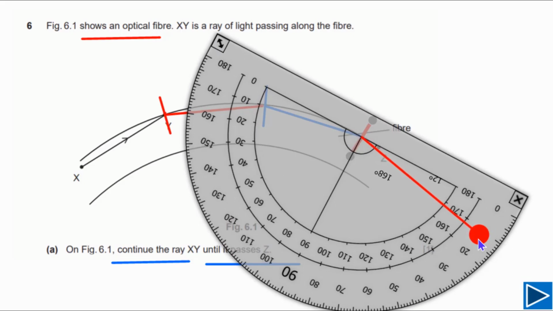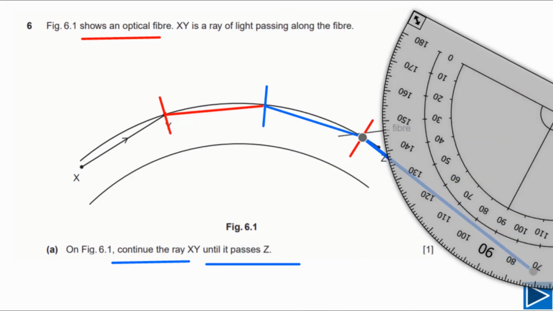We need to find out the angle of incidence. The angle of incidence in this case is about 169. So the angle of reflection also has to be 169. So this is our third reflected ray. We can use blue color and we can draw the third reflected ray. So this is our third reflected ray.